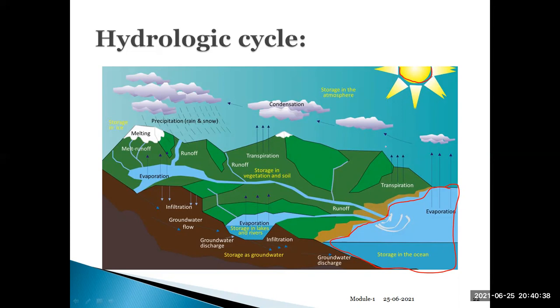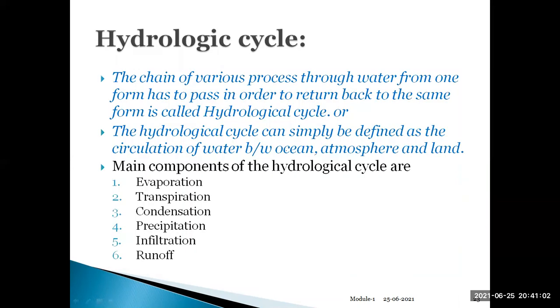We have various processes or components of the hydrological cycle. The first is evaporation, and after that condensation, precipitation, and after that infiltration, percolation, transpiration, and runoff. All these are the different components of a hydrological cycle. So let us just see.